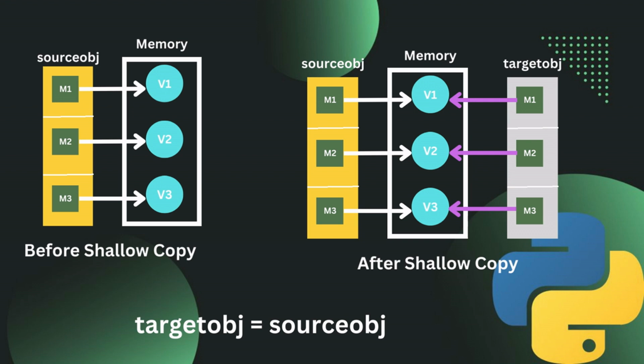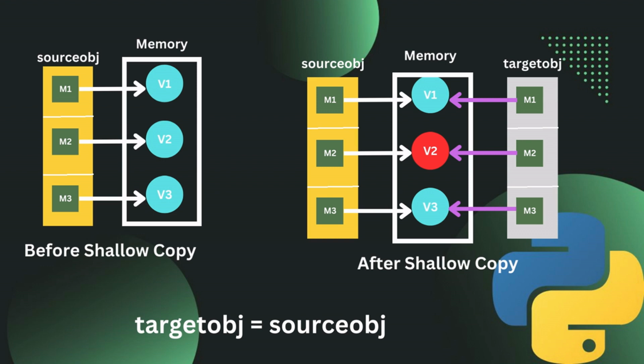So what will happen in case of any modifications? Let's say I want to change the value of V2 only for the target object, but that's not possible because that memory area is shared between the two objects. Hence, whenever we change the value of V2 for the target object, the changed value will appear in the source object as well. So any modification made to V1, V2, V3 will be available in both the source object as well as the target object. Let's see some Python examples around this.